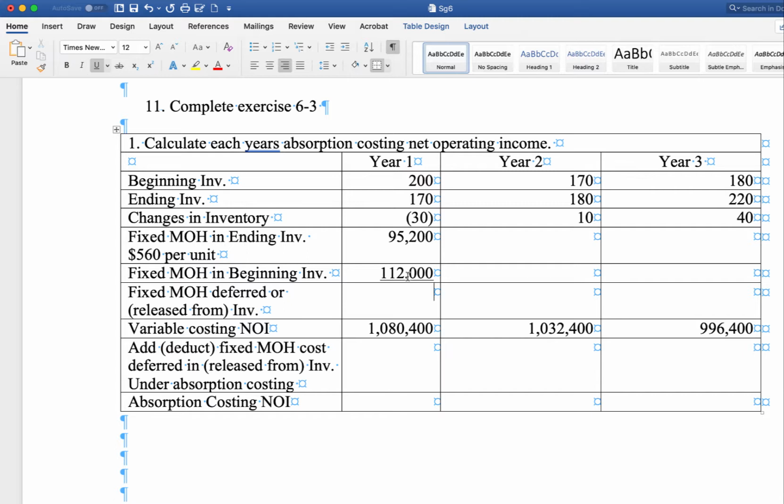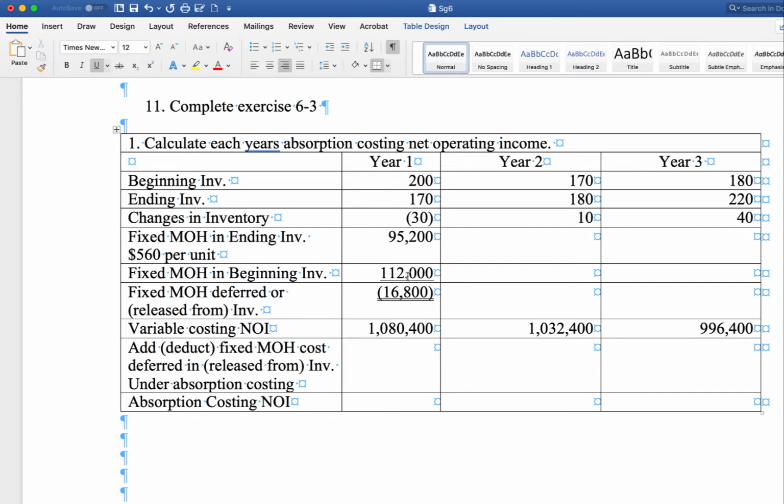Okay, so what's the difference between these? Well, 95,200 minus 112,000 is $16,800, right? Negative. Okay, so that means we're releasing fixed manufacturing overhead from the balance sheet to the income statement.